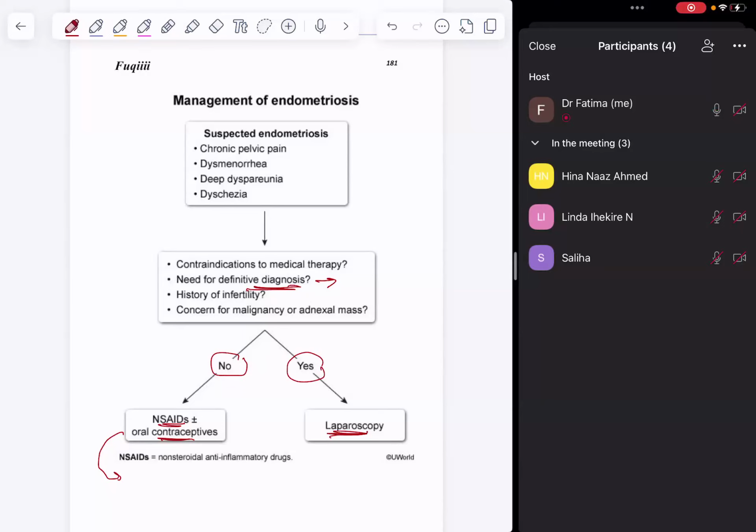Okay. So, a few things you need to remember. The first line medical treatment is NSAIDs plus OCPs. The gold standard diagnostic test is laparoscopy with visualization and biopsy. And if they ask you about the definitive treatment, particularly for completed family, you pick the option total hysterectomy with bilateral salpingo-oophorectomy. Clear?